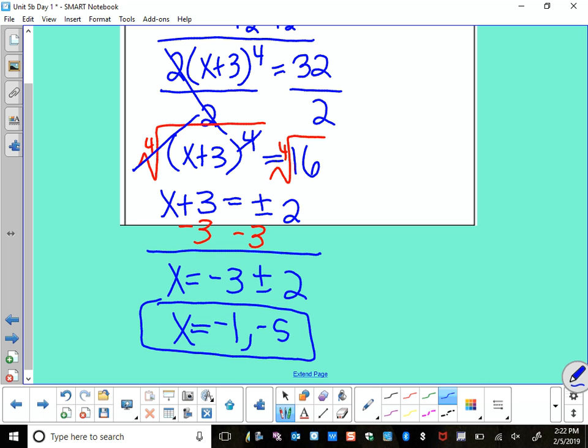So when you get to this step here, because we have a plus or minus, you're not just going to subtract straight across. That negative 3 goes in front of your plus or minus, and you just have to simplify it and solve it. How'd you guys do overall? Good. Pretty good? All right. Nice.